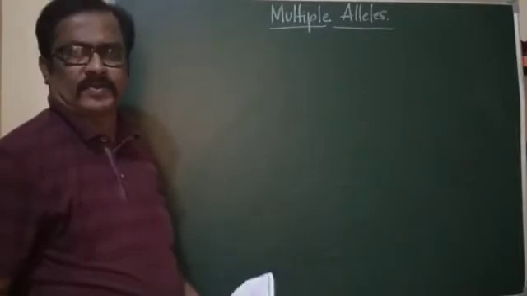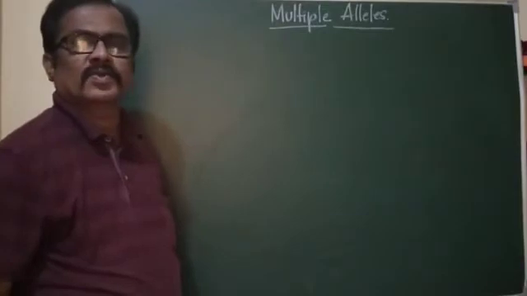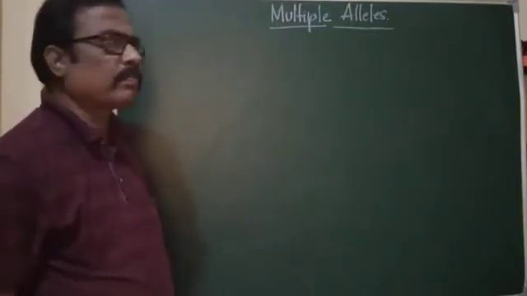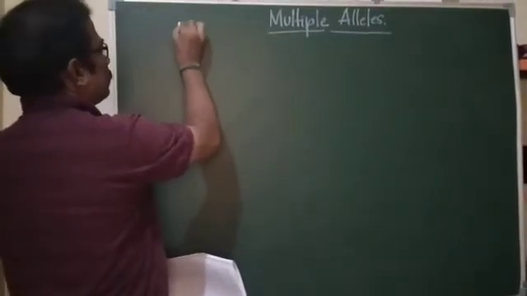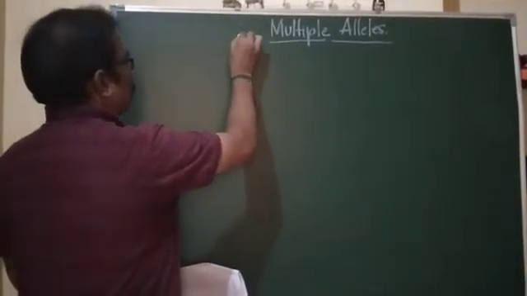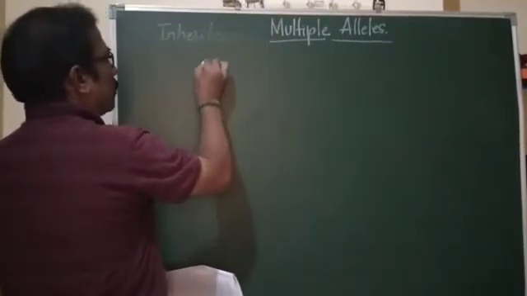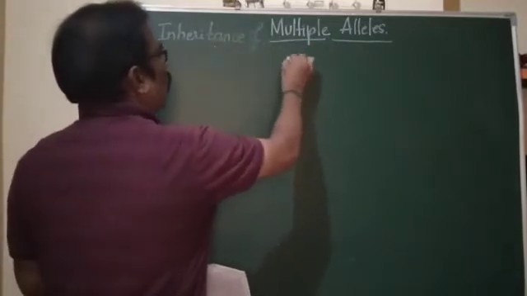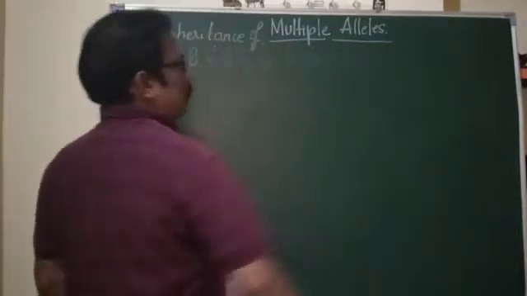And in today's class we will discuss about the inheritance of A, B, AB and O blood groups. Inheritance of A, B, AB and O blood groups.